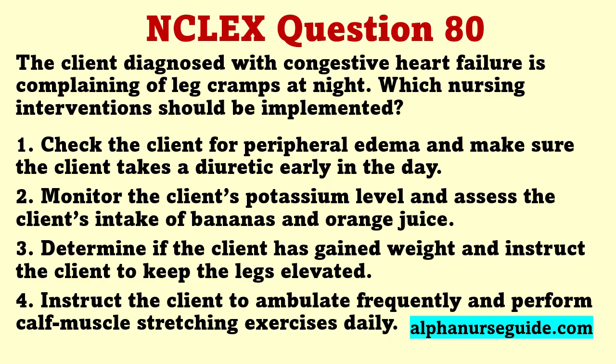The correct answer is 2. Monitor the client's potassium level and assess the client's intake of bananas and orange juice. The most probable cause of the leg cramping is potassium excretion as a result of diuretic medication. Bananas and orange juice are foods that are high in potassium. The client with peripheral edema will experience calf tightness but would not have leg cramping, which is the result of low potassium levels. The timing of the diuretic will not change the side effect of leg cramping resulting from low potassium levels.